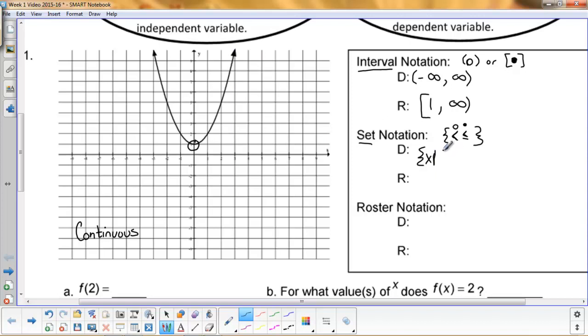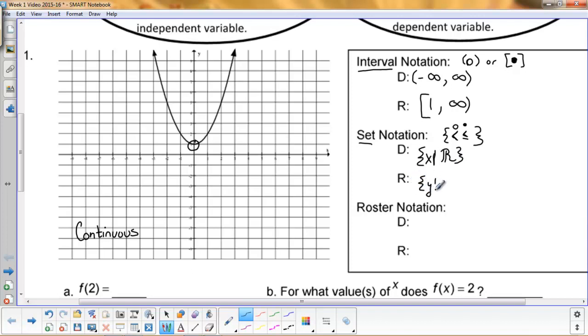We have a new term for that. It's called all real numbers. It can be written as a capital R with a double line at the beginning. And then I close that bracket. Range is going to be written the same way.